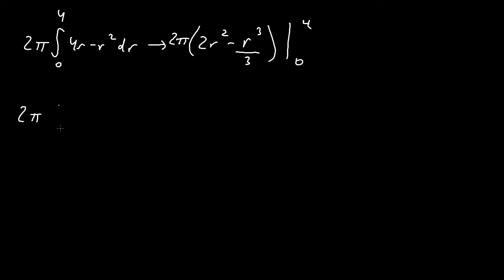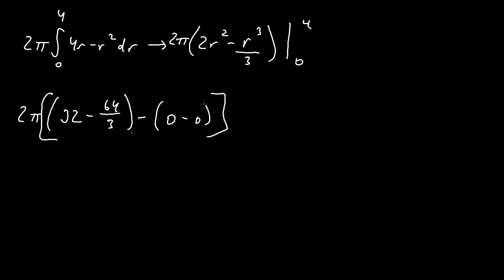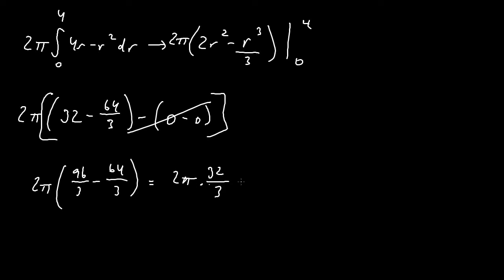So we get 2 pi times, well, when I plug in 4 for r, we'll get 4 squared, 16, times 2 is 32, minus, we get r to the third power, so 4 cubed is 64 over 3, minus, when I plug in 0, we just get 0 minus 0. So that will cancel, and so we're left with 2 pi times 32. I can rewrite it as 96 over 3, so I can match the common denominators. Now 96 minus 64 is 32, so we get 2 pi times 32 over 3, and so that will give us 64 pi over 3 as the final answer.